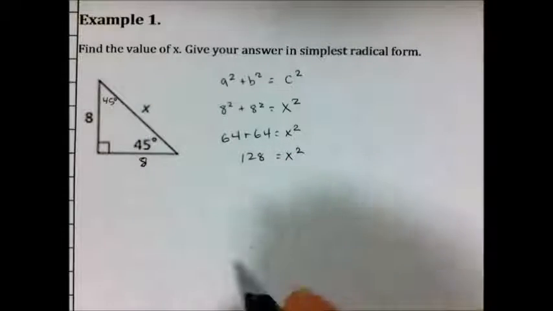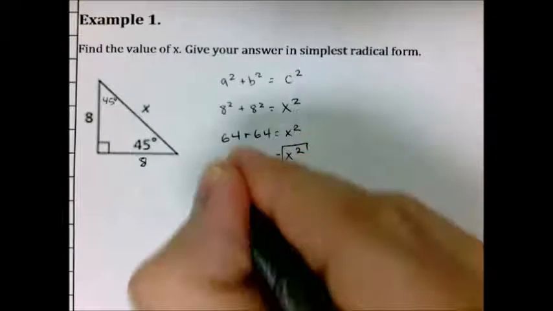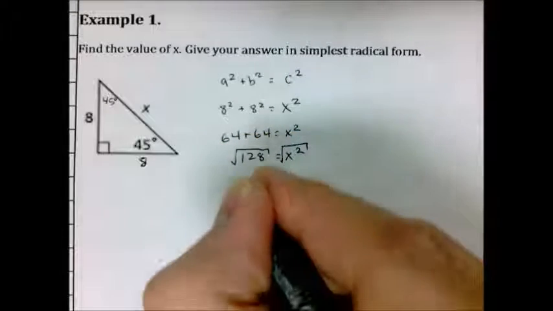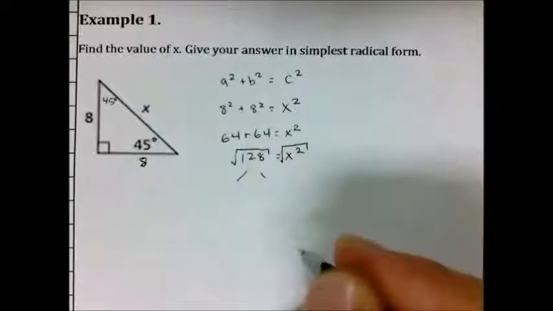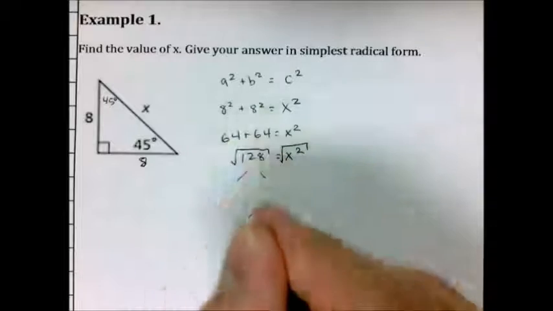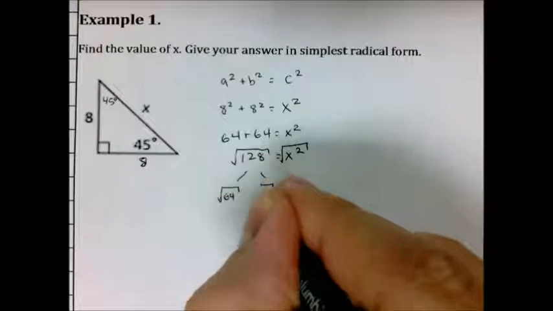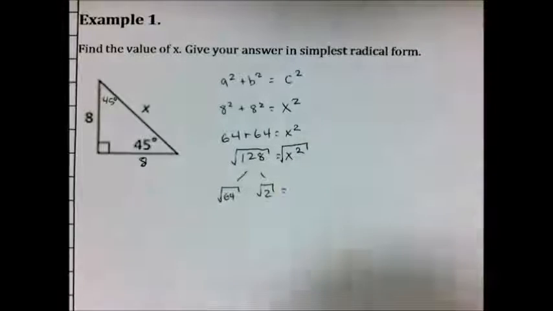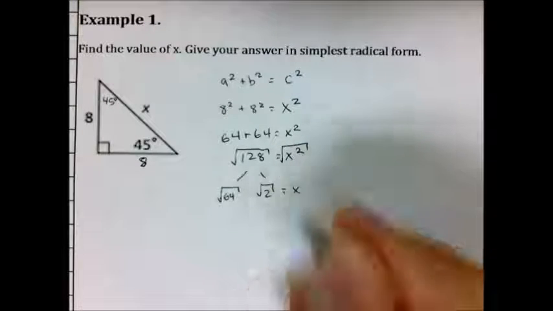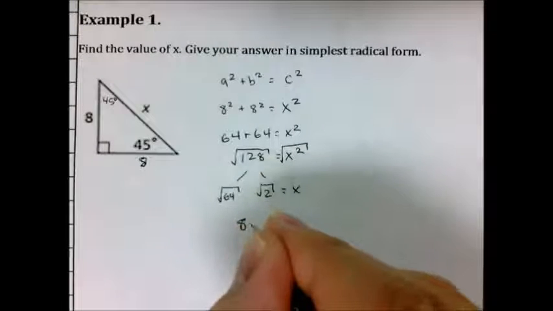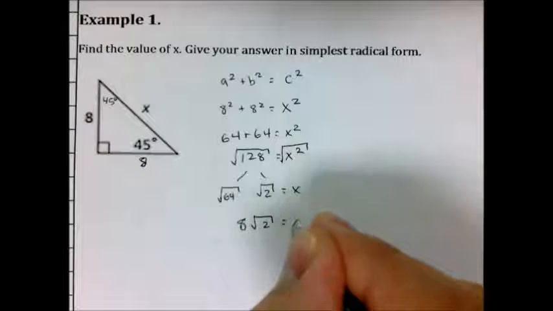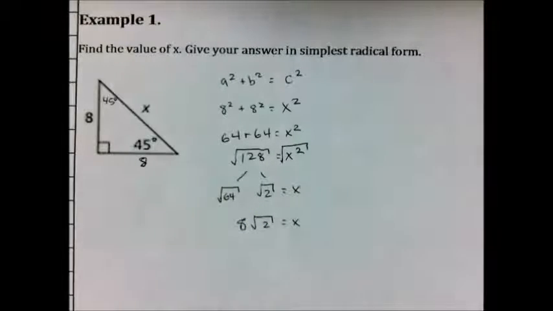Now to get rid of that x squared, we take the square root of both sides, and we're going to have to branch this one out, right? We can use two numbers here. We can use the square root of 64 and the square root of 2 in order to simplify that radical, and we see that we end up getting 8 times the square root of 2 is equal to x. Okay, now here's something very special I want you guys to see.